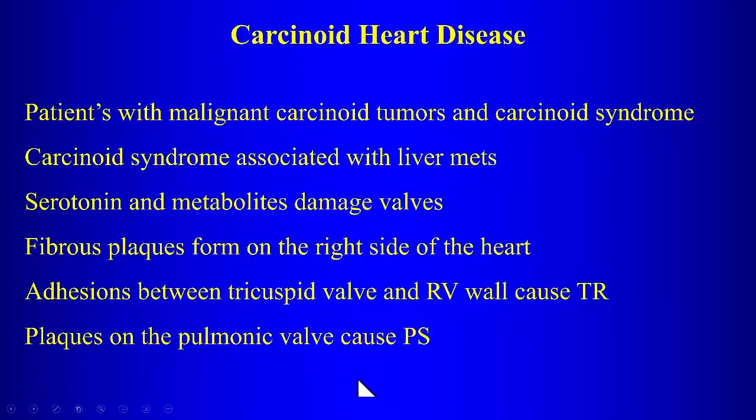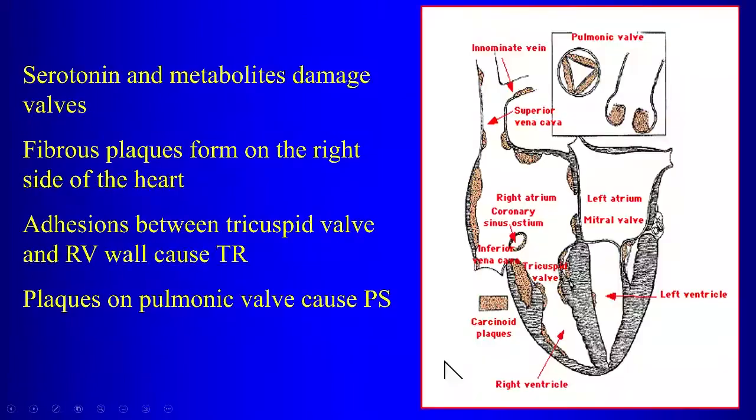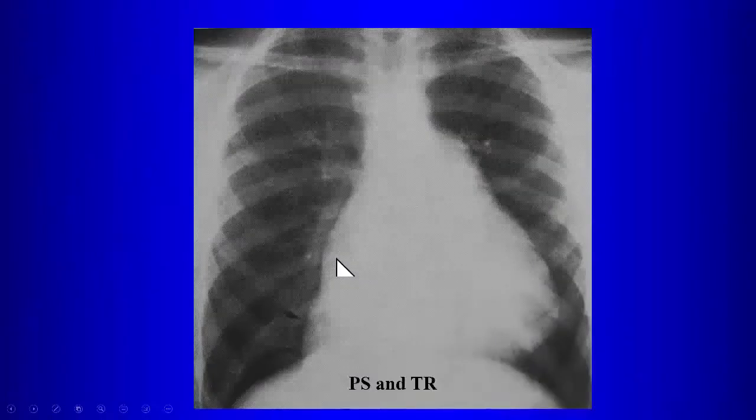The patients develop fibrous plaques, adhesions, and so the most common combination is tricuspid regurg and pulmonic stenosis. So the plaques on the tricuspid valve result in tricuspid regurgitation. The plaques on the pulmonic valve result in pulmonic stenosis. So it can be any combination, but the most common combination is tricuspid regurg and pulmonic stenosis.